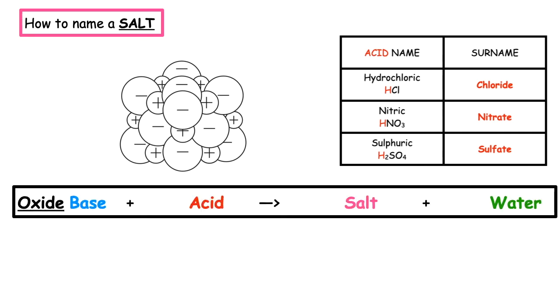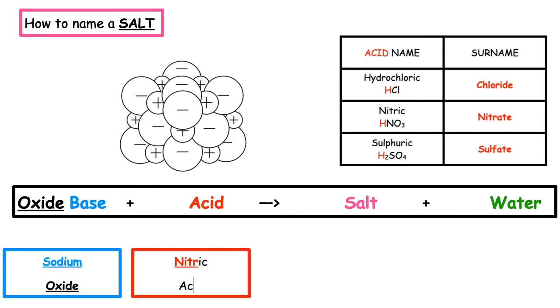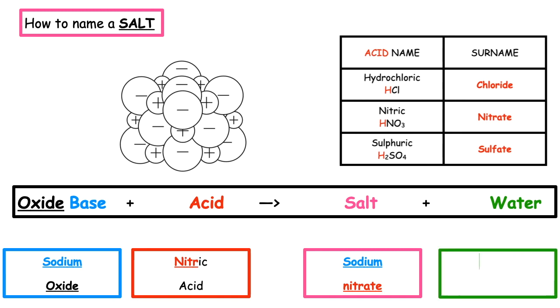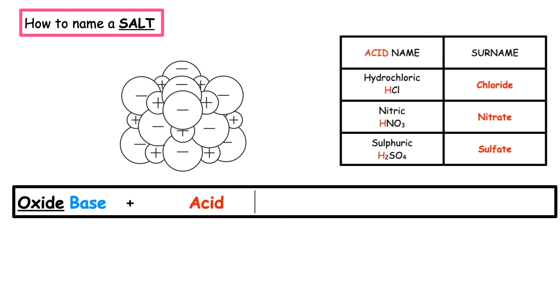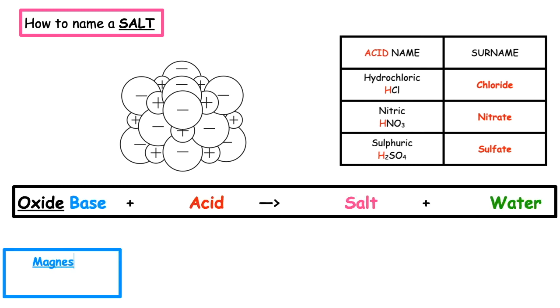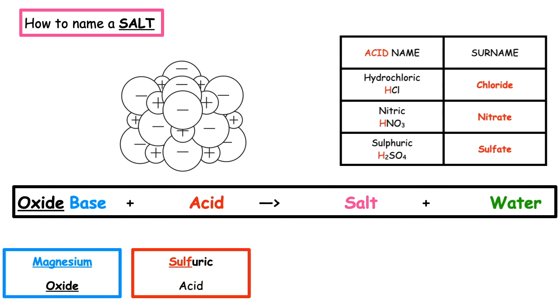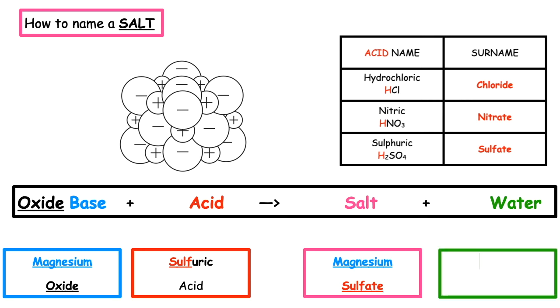If we were to change the name of the acid, the surname would change. So if we've got sodium oxide plus nitric acid, the first part comes from the metal of the base, so the first part of the name will be sodium, and the surname of the acid would be nitrate, plus we'd always form water. This third example, we've got magnesium oxide reacting with sulfuric acid. So the name of the salt will be magnesium sulfate and we would produce water.